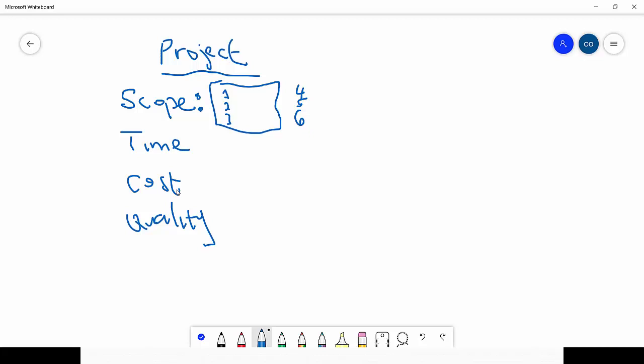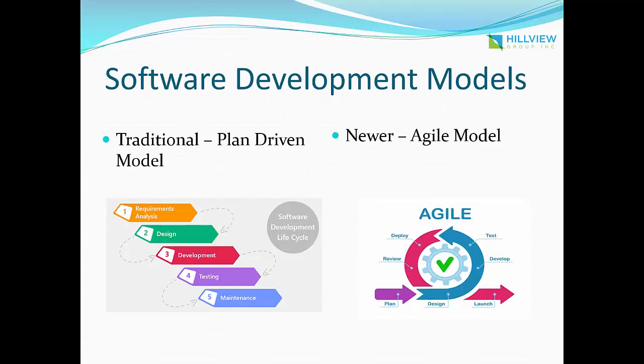This is not a project management class, but I wanted to touch on this, especially from the perspective of scope, because we are now going into software development and we will be dealing with scope in every part of our software development effort. Okay, so now we are going back into life cycle models. Let's start looking at different life cycle models.